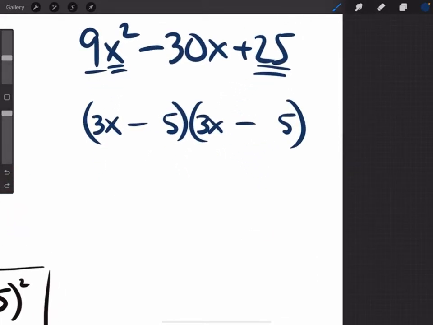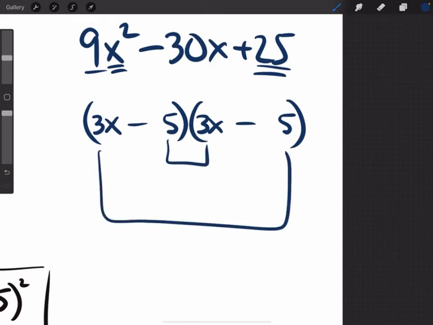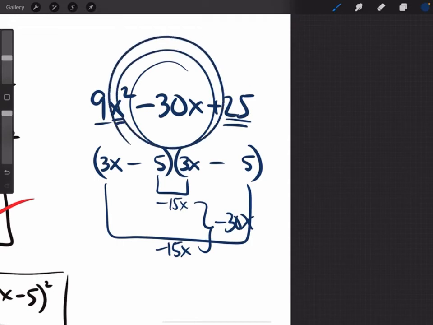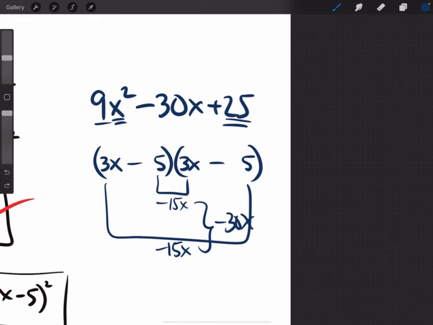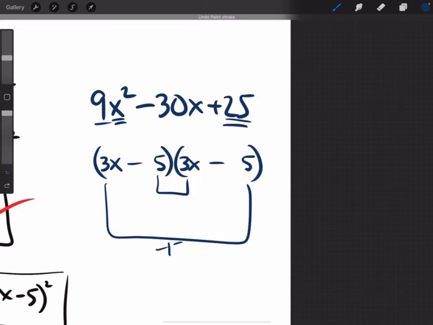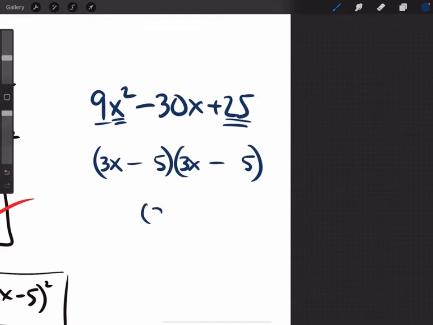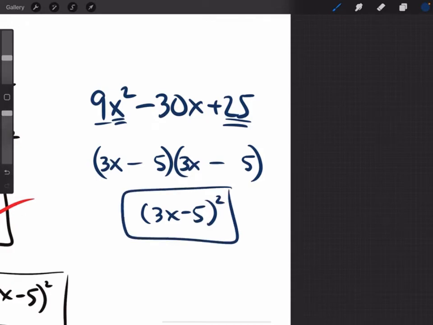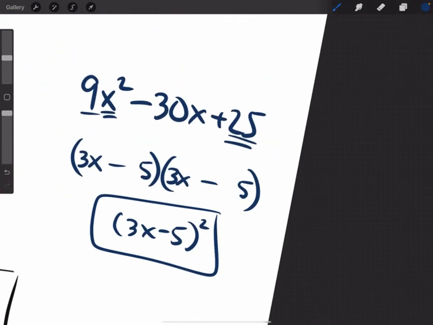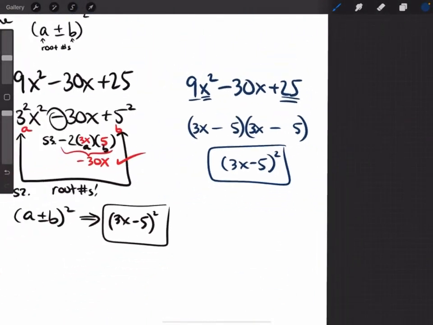So that should work. So we just need to check to make sure that's correct. Outer and inner. 3x times negative 5 is negative 15x. Negative 5 times 3x is negative 15x. Together, they're negative 30x, which is exactly right here. Which means that this factorization right here is correct. So since there are two copies of 3x minus 5, we need just to simplify it down to that. Okay, remember, this is the answer right here. Not that whole thing. You gotta simplify it down.